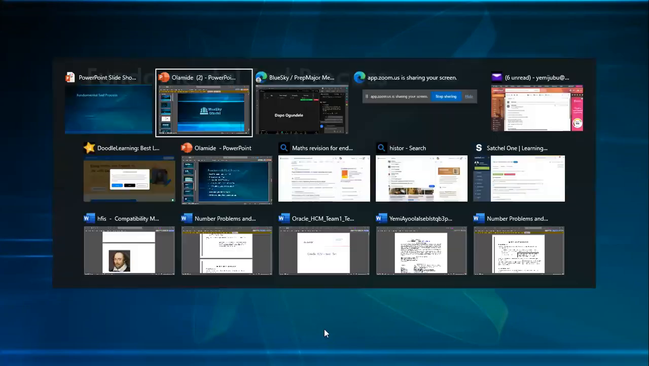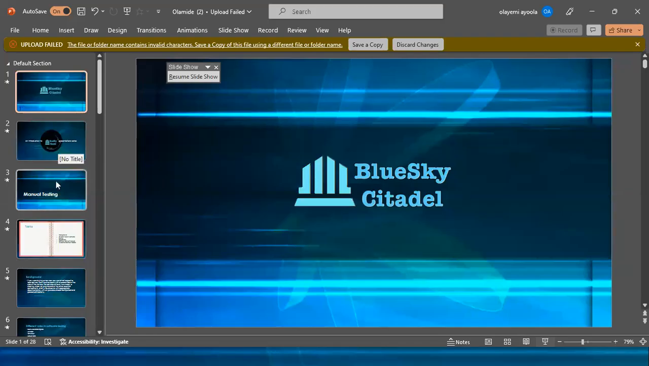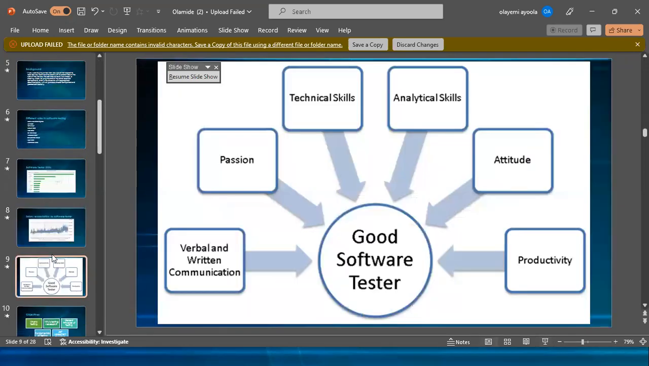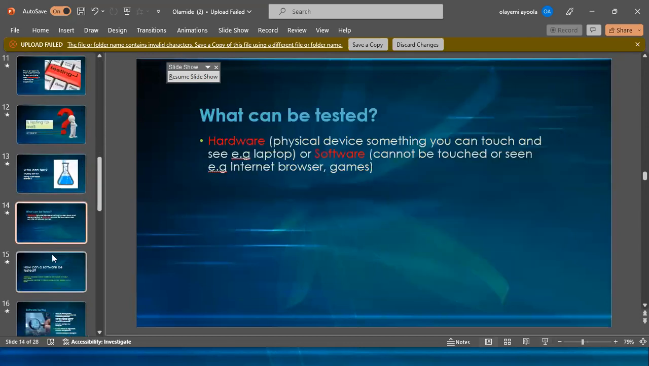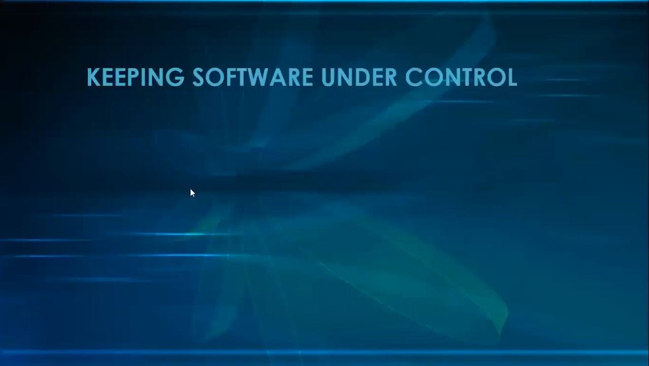Let me show you what I mean here. What can be tested? Can you all see now? Can you see my screen? Hello? Yes, yes, we can see your screen.